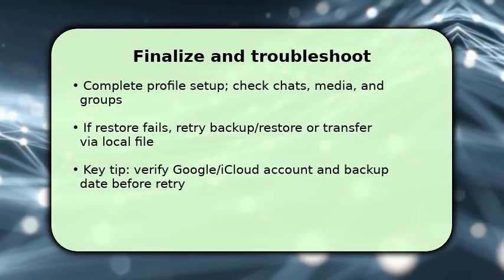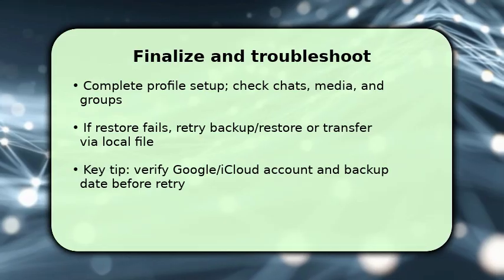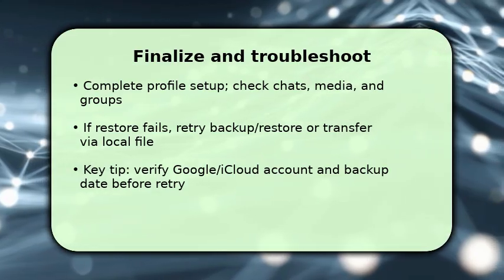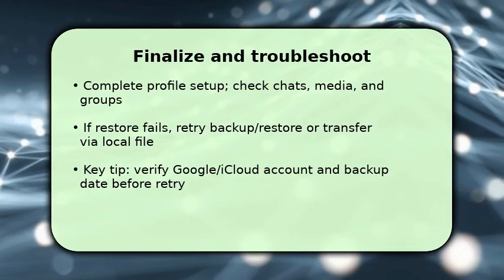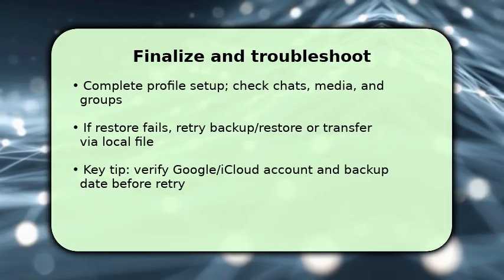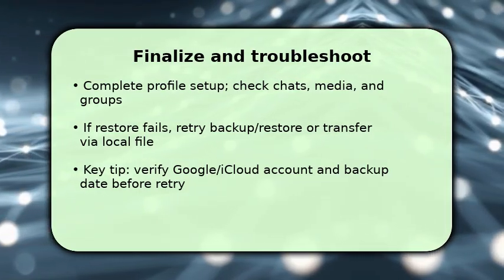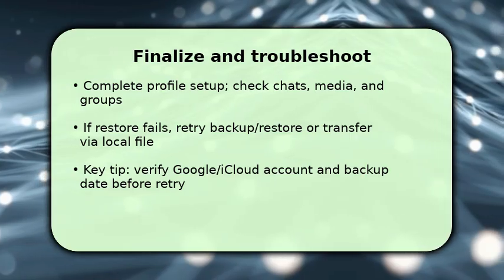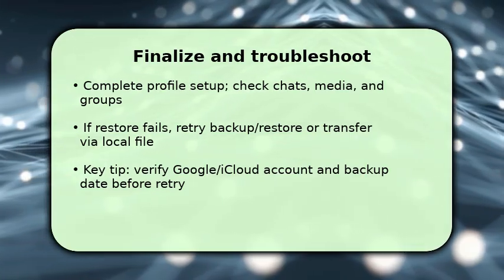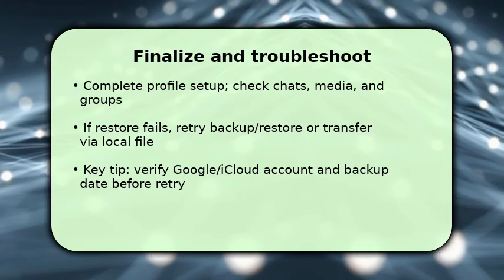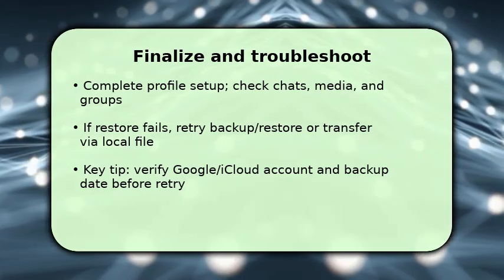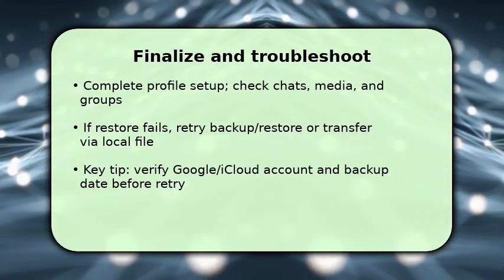If something's missing, first check the backup timestamp on the old phone and that you're signed into the correct Google or Apple ID. If restore fails repeatedly, rerun a fresh backup on the old device or use a local transfer method for Android, copy the WhatsApp folder. Finally, if the verification code won't arrive, request a call and confirm carrier support.